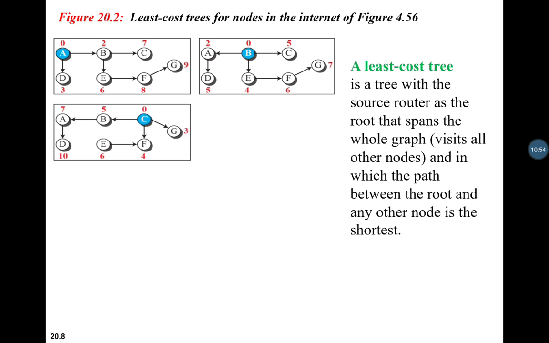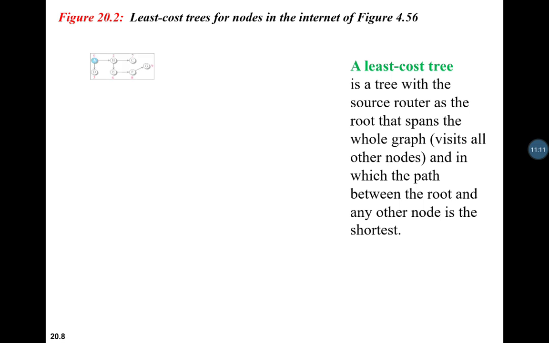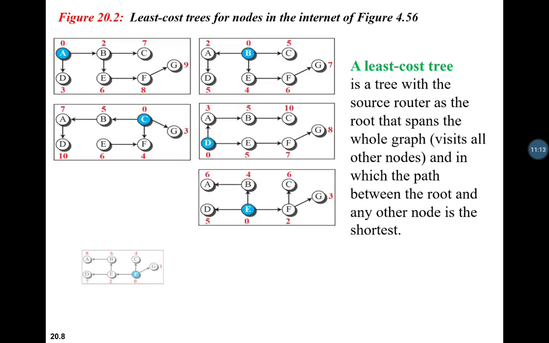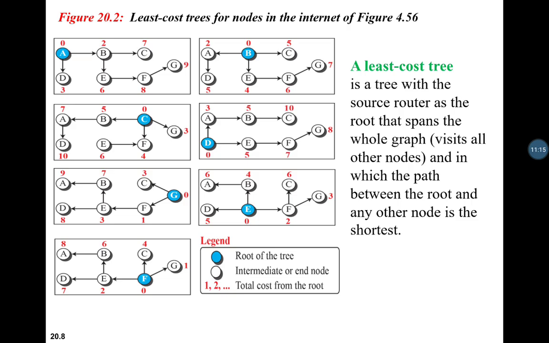A to E is A to B plus B to E. So it is 6. Similarly A to F, it is A to B plus B to E plus E to F. So 6 plus 2, 8. Similarly A to G, it is 8 plus 1, 9. So this is how, similarly considering each and every node as a root node, these least cost trees are constructed.